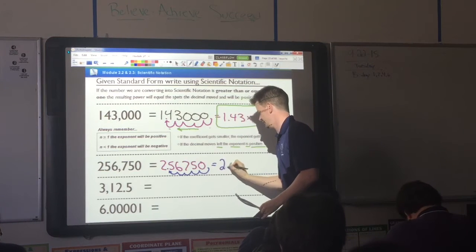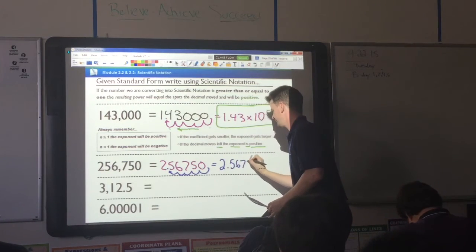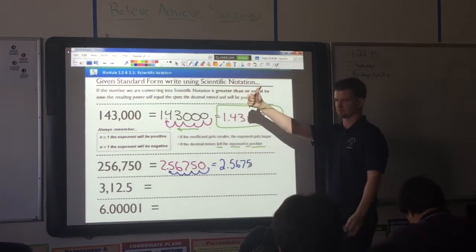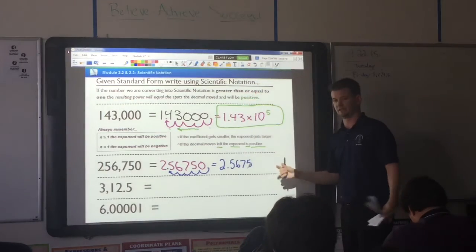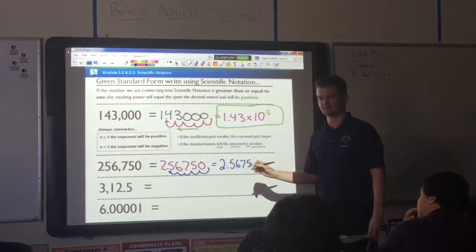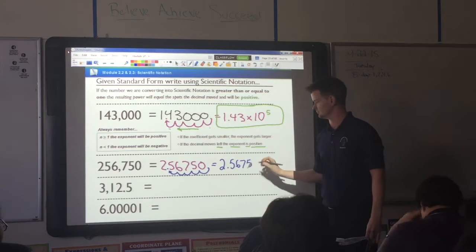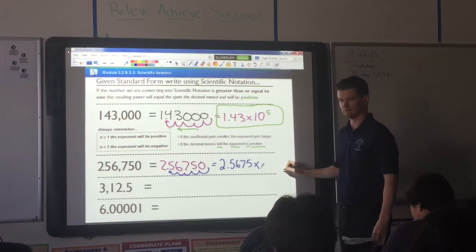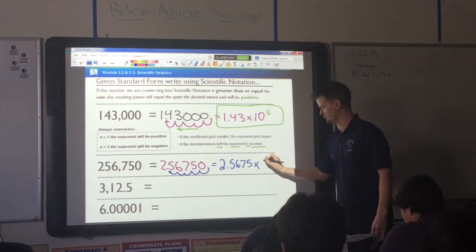Because this number is 2.5675. Greater than 1? Yes. Greater than or equal to 1? Yes. Less than 10? Good. Coefficient. What comes after my coefficient? Just no last go. The multiplication. Bingo. And then 10, the base, which is 10.